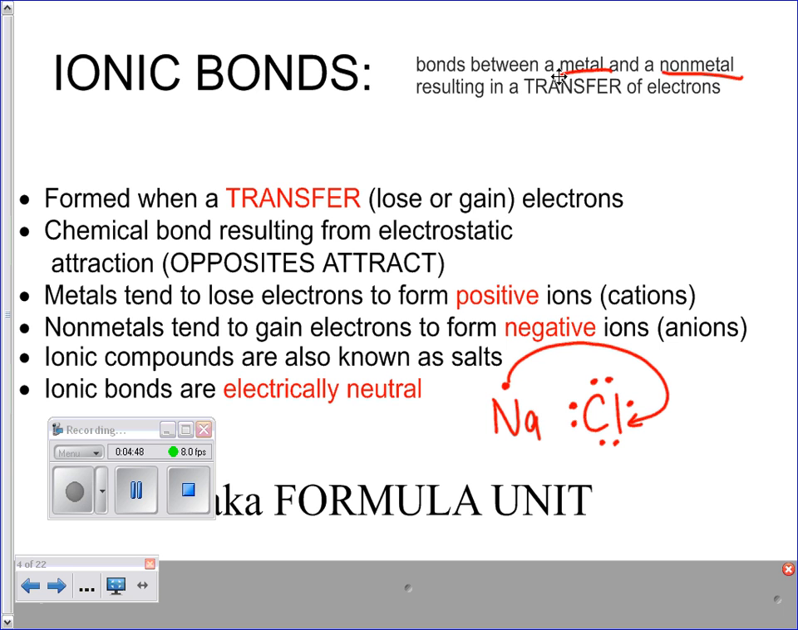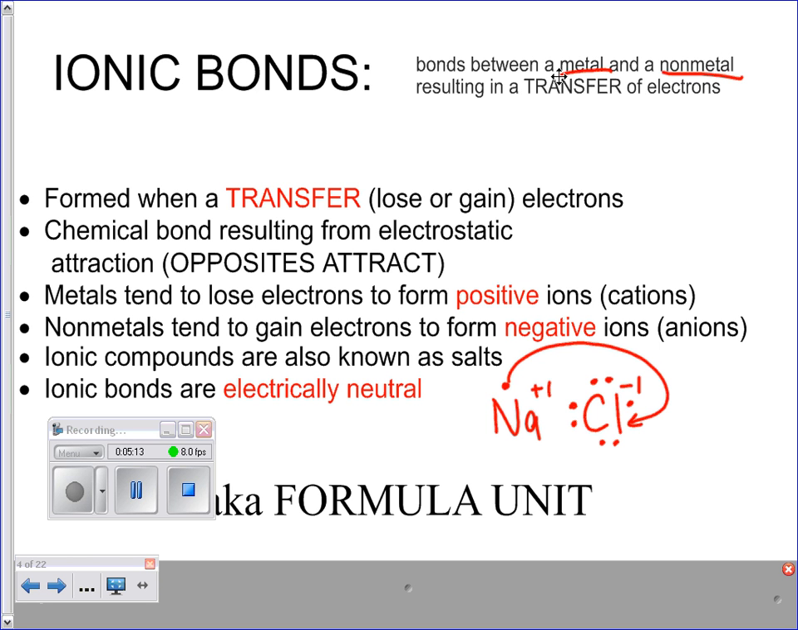And because sodium has lost that 1 electron, it gives it an overall positive 1 charge. And now that chlorine has gained one electron, now it has one more negative charge, so it's going to get a -1 charge. So I have now these charges on these ions. I have a positive and a negative that are attracted electrostatically.